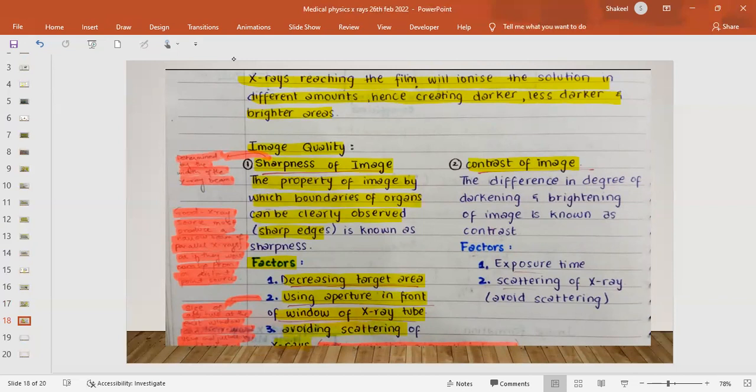Okay, contrast. Contrast means the difference in degrees of darkening and brightening of the image, and its factors are the exposure time. You have to expose the body for a longer time in X-ray so that the darker areas become darker and the brighter areas become brighter, and then you have to avoid scattering of the X-rays as well.